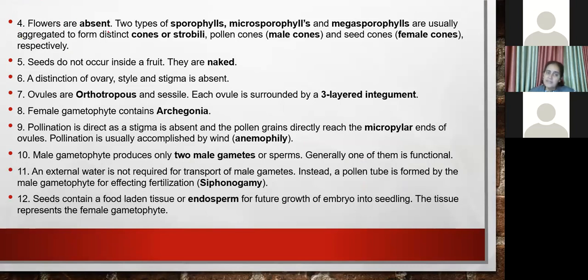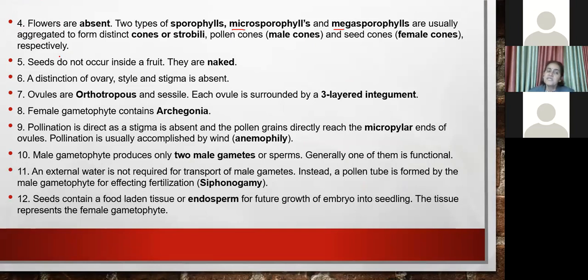Next point is flowers are absent because we have studied naked seeds are present, naked ovules are present. Two types of sporophylls are present. One called microsporophylls, another called megasporophylls. जहां भी micro और mega term आती है मतलब heterospory है ना. Heterospory का मतलब दो तरह के male और female structures form होते हैं. Pteridophytes में इनको megaspores और microspores कहते हैं.